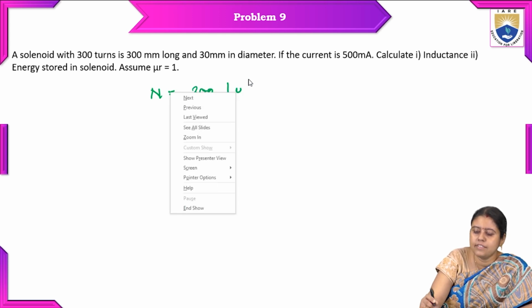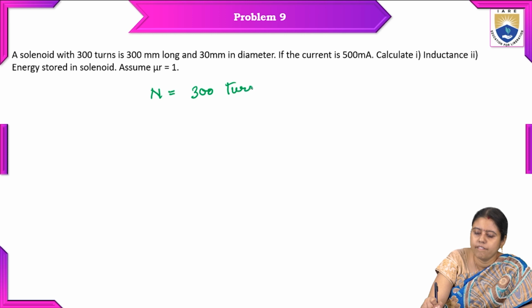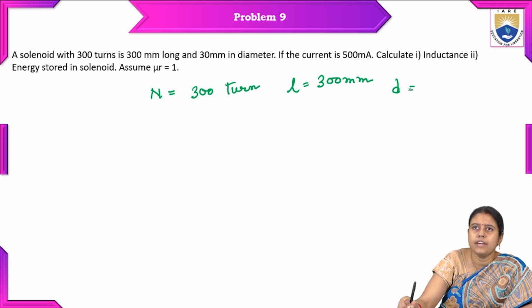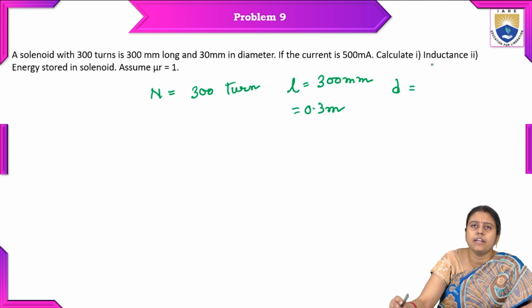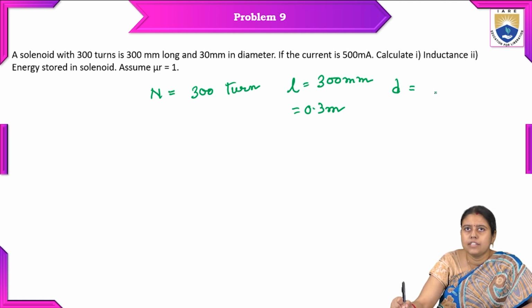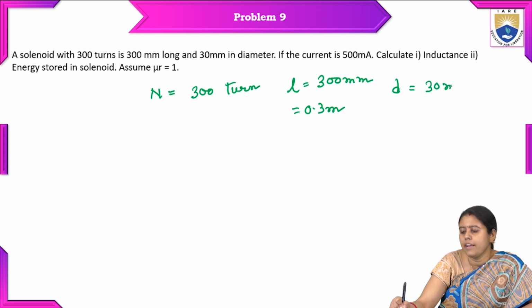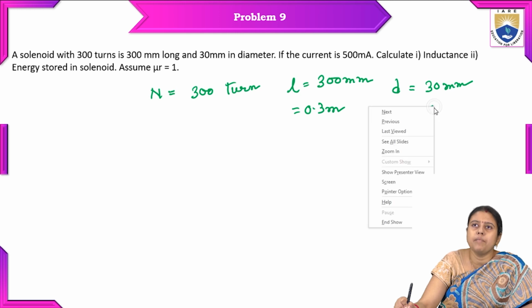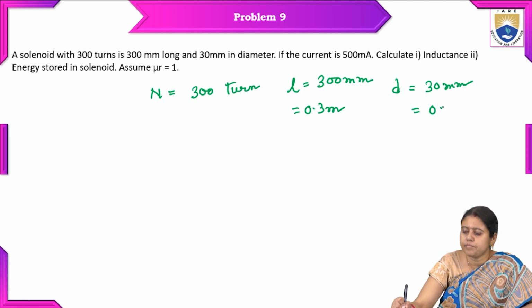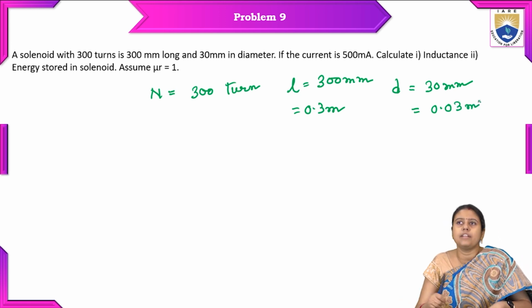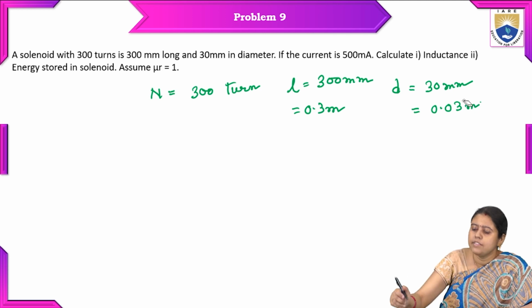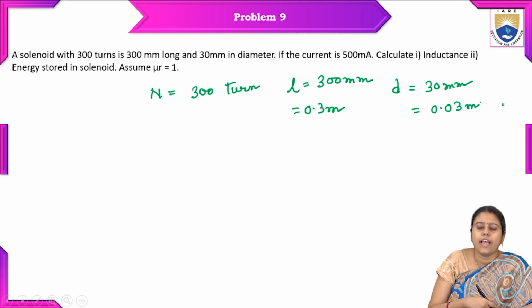Number of turns is 300. Length is 300 mm. Diameter is given as 30 mm. What is the meaning of 30 mm? 30 mm means 0.03 meter. Calculate the inductance.